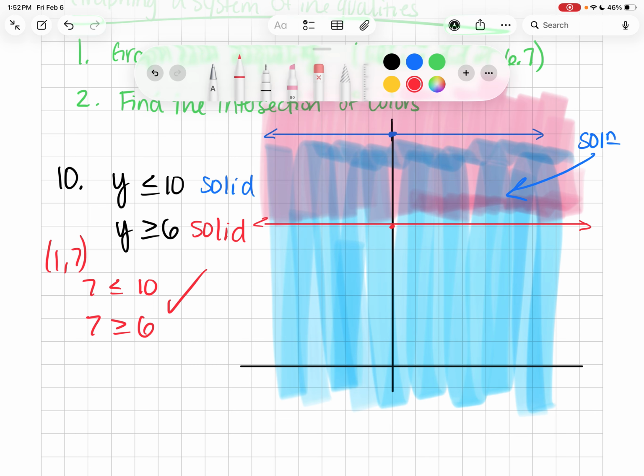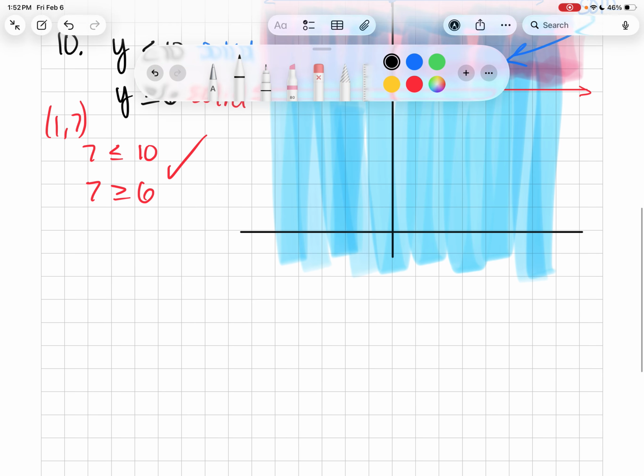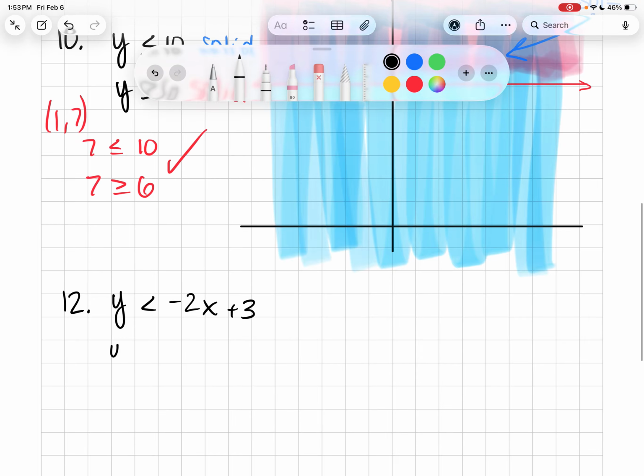It'll probably make more sense when we're doing ones that aren't just like this. Yeah, I'm kind of lost. 12. Y is less than negative 2x plus 3, and y is greater than or equal to 4.